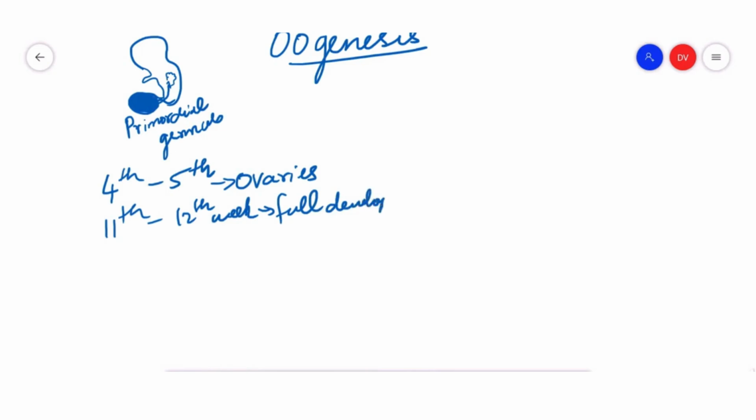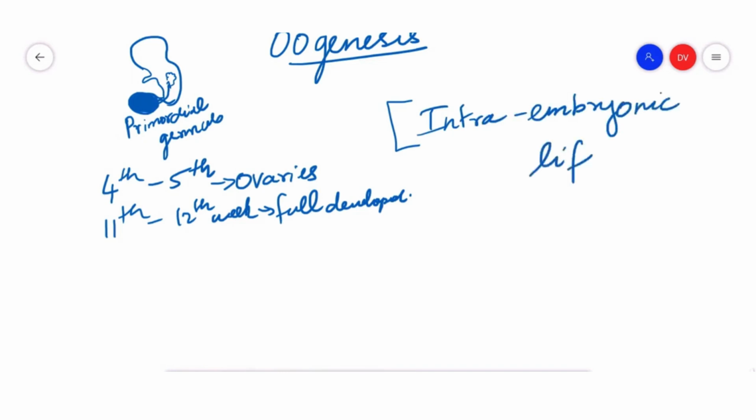And inside the fully developed ovaries, oogenesis and folliculogenesis will be happening. That is why we say it happens during intra-embryonic life, that is, in the embryo which is developing inside the womb of the mother. Understood all the details now? So these basics you have to know. Now the primordial germ cell is going into the ovary, and from there they start to develop. Hope you guys understood this.